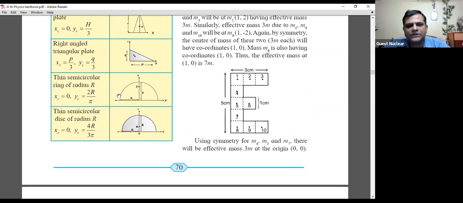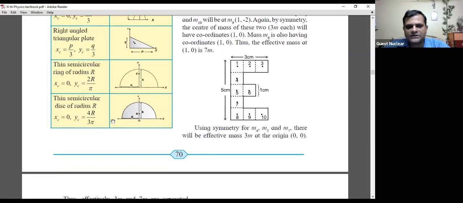In the same way, the thin semicircular ring of radius r has its center of mass located along the diameter, passing through its center and perpendicular to its cut base, and at a distance 2r/π from the center of this ring. तो इस रिंग का जो सेंटर ऑफ मास होता है वो 2r/π डिस्टेंस ऊपर होता है. Similarly, if it is a semicircular disk of radius r, then its center of mass also lies on the same vertical line on y-axis, but at a distance of 4r/3π from the center.